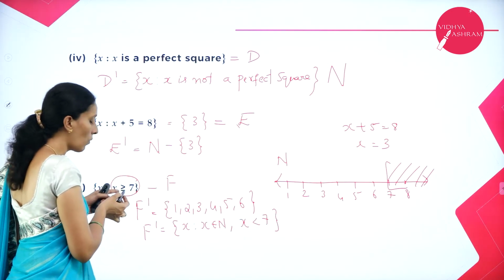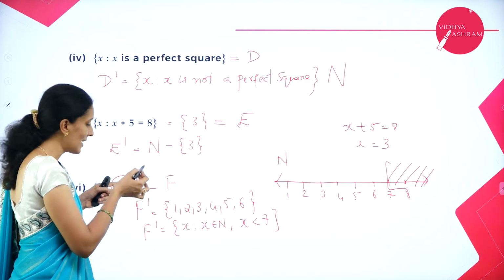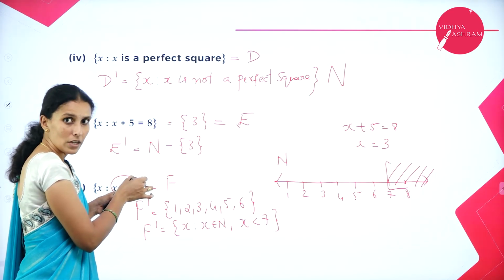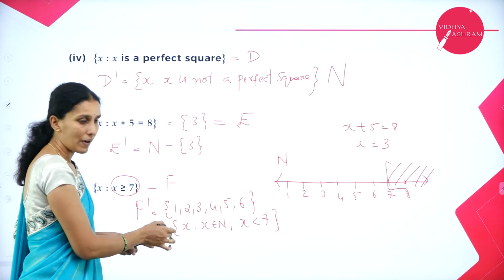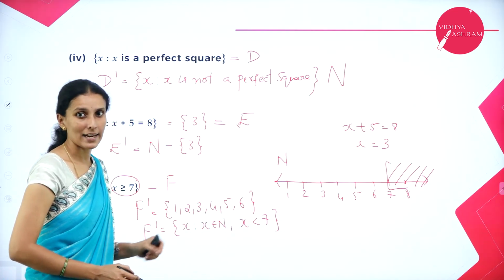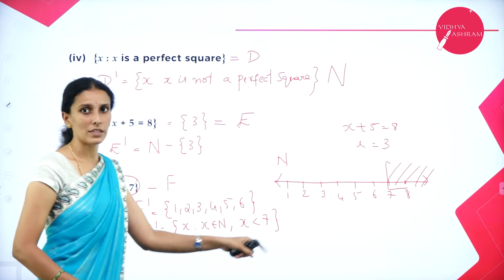You cannot put equal to because equal to implies 7 is there in set F. So 7 should not be contained in F dash. So you should write strictly less than 7. That means numbers from 1 to 6.